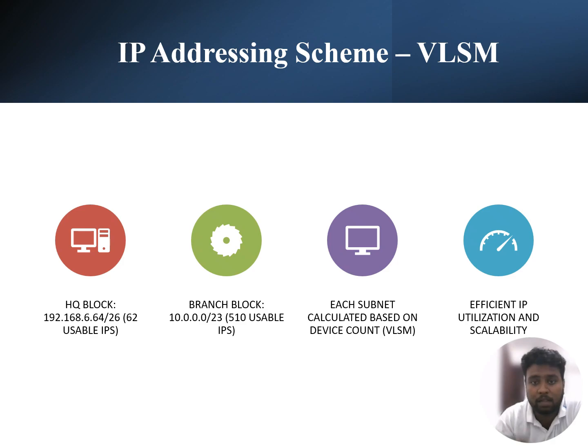So now let's move on to VLSM. We apply variable length subnet masking, which is VLSM, to allocate IP addresses efficiently. The HQ was assigned the 192.168.6.64/26 block, which gives us 62 usable IP addresses. This is enough for all departments there. For the branches, we share the 10.0.0.0/23 block, which provides 510 usable IP addresses and is subdivided into smaller subnets according to the number of devices needed.